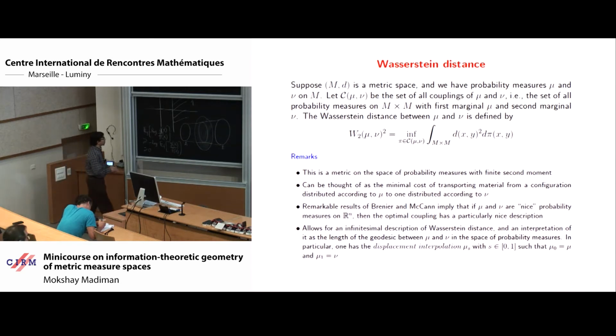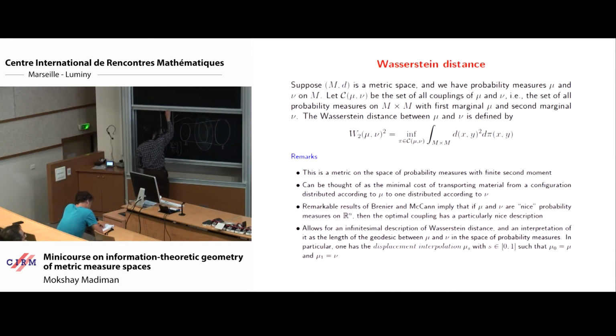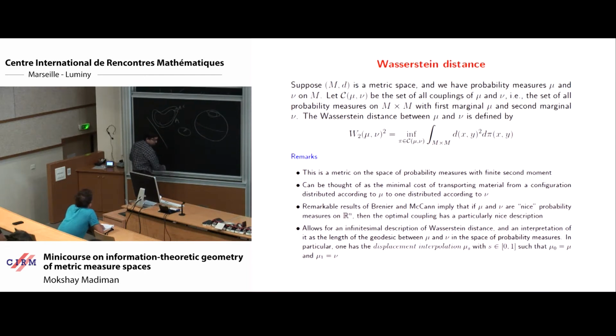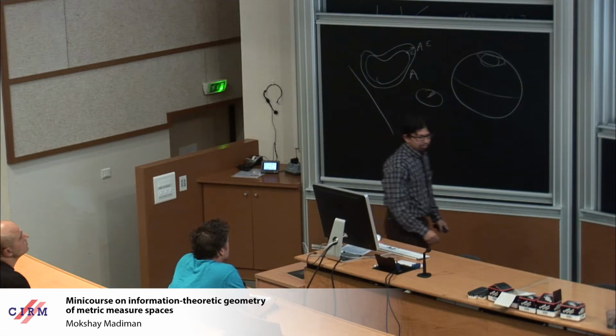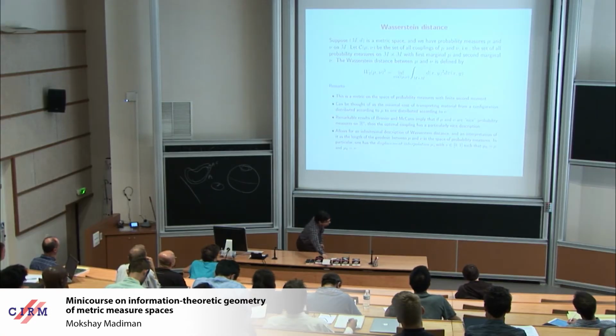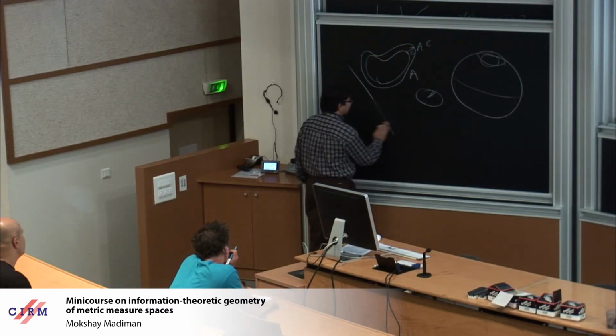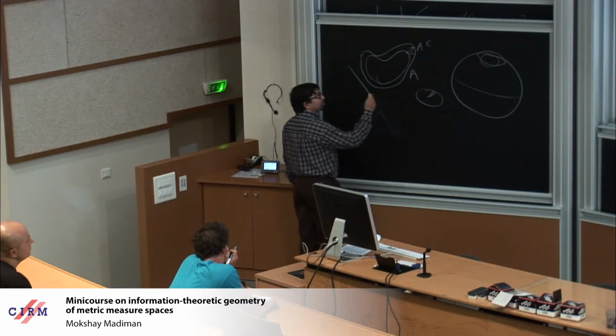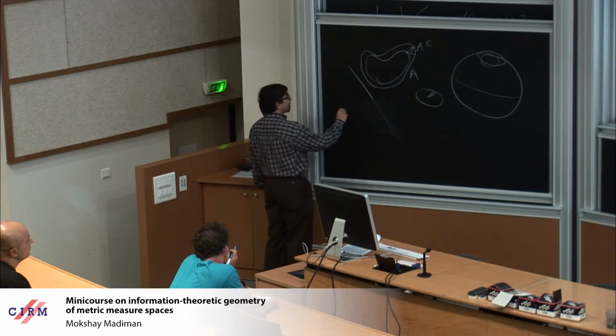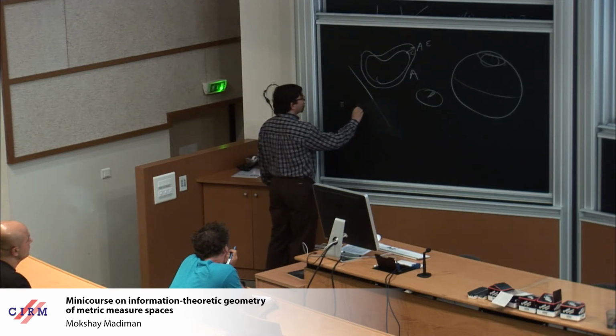Okay, so what do I mean by this? For those who don't see these terms all the time, what I mean is the following. Let's say pi is a coupling of mu and nu.